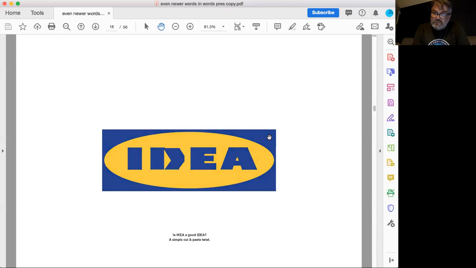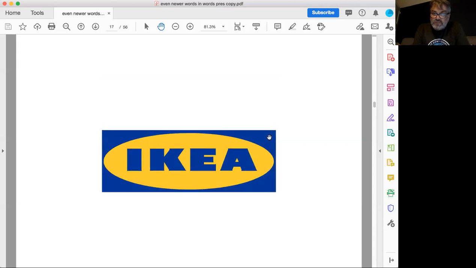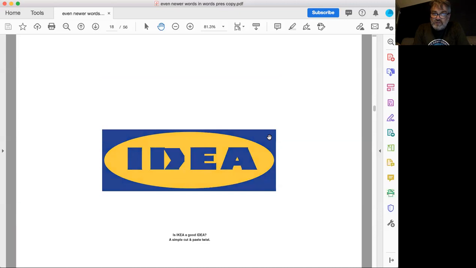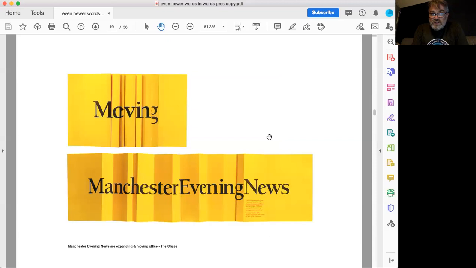IKEA, is it a good idea? Cut and paste, simple observation, cut it round. So you can manipulate a word within a word as well. This was Manchester Evening News, a moving card or moving flyer, done by Lionel Hatch, I think. Just by creasing a piece of paper, taking the Manchester Evening News and creasing it so many times to say it and then down so it's moving. When you got it, it said moving, you opened it up, Manchester Evening News. They were moving offices from one place to another, from Manchester.